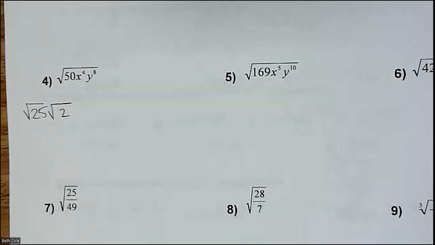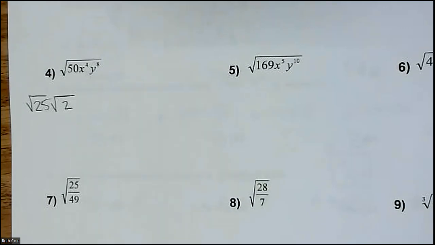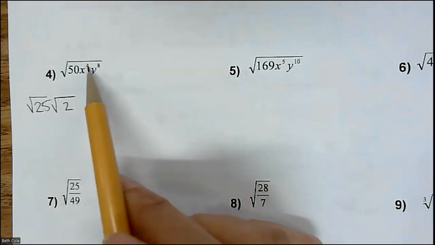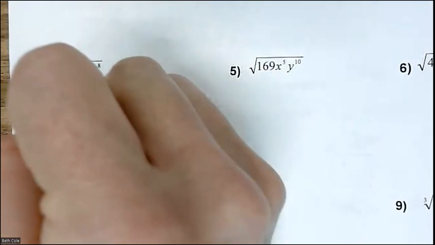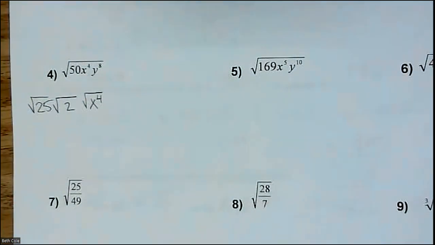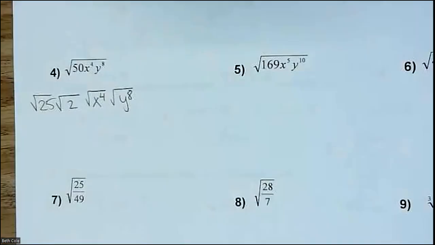Eat this test for breakfast. All right. Now for the variables, is it an even number? Is 4 an even number? Yes. Leave it alone. Just leave it x to the 4th. We're not doing anything to it. If it's not broken, don't fix it. Is 8 an even number? Yes. Leave it alone.